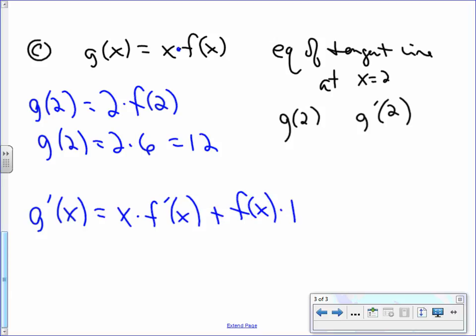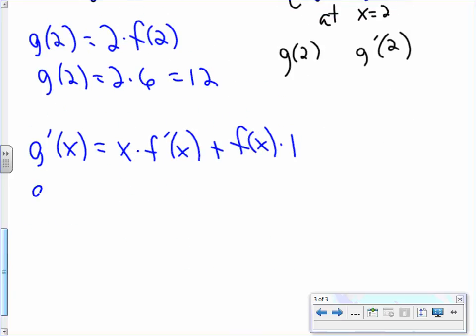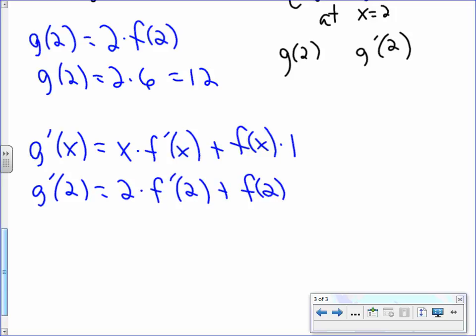Y'all remember us doing these before, when there was a nasty one that was half a page long? So watch the notation, that's not g prime of 2, that's g prime of x. So g prime of 2 is 2 times f prime of 2 plus f of 2 times 1. That's f prime of 2, which is negative 1. And what's f of 2 still? 6, and so g prime is 4.